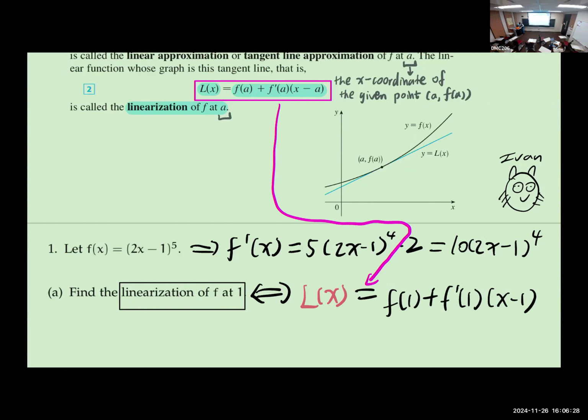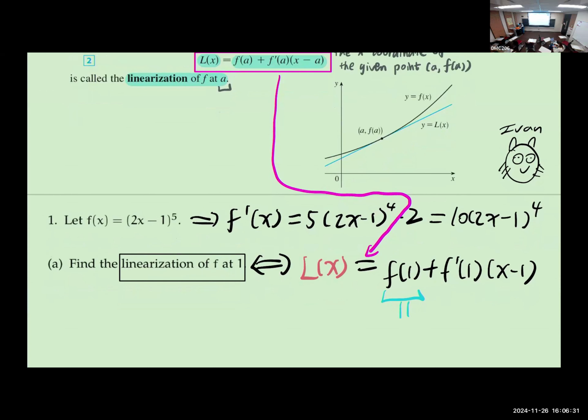What is f of 1? Well, f of x is known, so f of 1 is easy to compute. Just 2 times 1 minus 1 to the power 5 by definition of f of x. So this is 1. And what is f prime of 1? Well, f prime of x has already been computed. So f prime of 1 is just this with x replaced by 1. Just 10 times 2 times 1 minus 1 to the power 4, right? That is 10. Am I convincing? Yeah, so just 10.